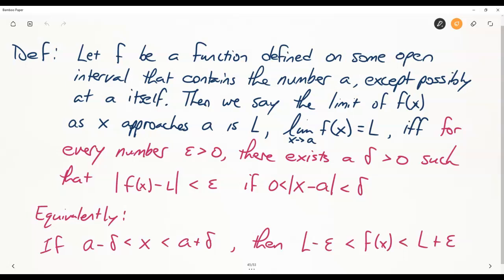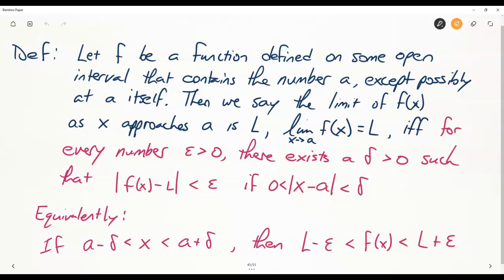So here is the epsilon delta definition of a limit. So we're having to make some assumptions. It says, let f be a function defined on some open interval that contains the number a, except possibly at a itself. Remember, limits don't care what happens at the number you're approaching, only what happens as you're very close to that. If that's true, then we say that the limit of f of x as x approaches a is L. That's this statement right here.